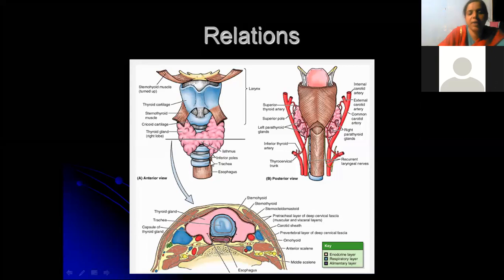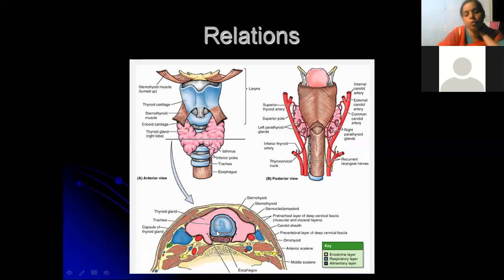So this is our thyroid gland and a few muscles are cut. Whatever muscles have been cut, now see here. In this picture, relations are shown. The same type of picture is given in your textbook. This is the cross section of the neck. The neck has been cut in this way. That is the transverse section of the neck.